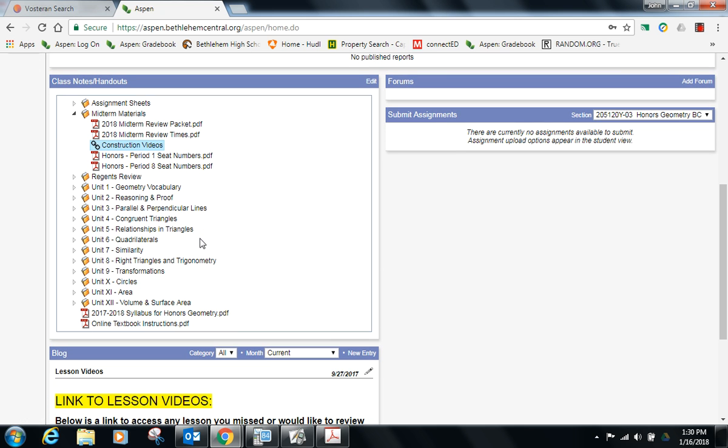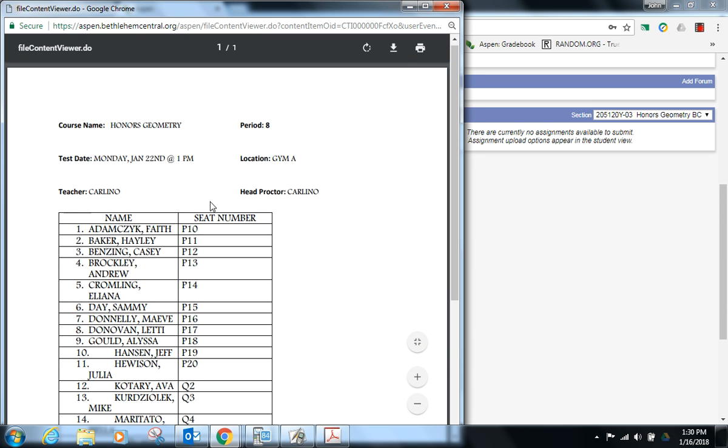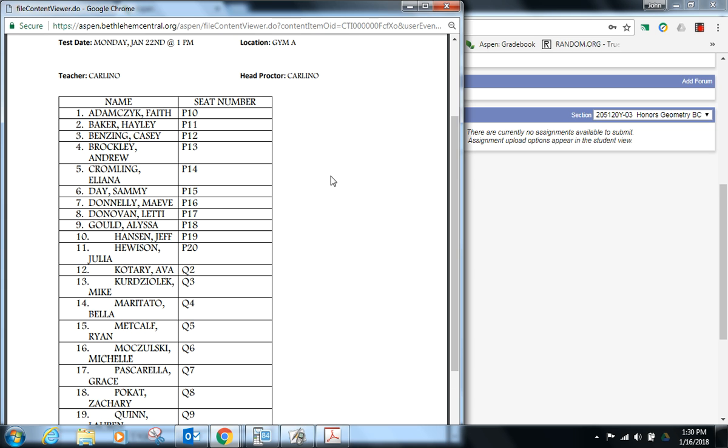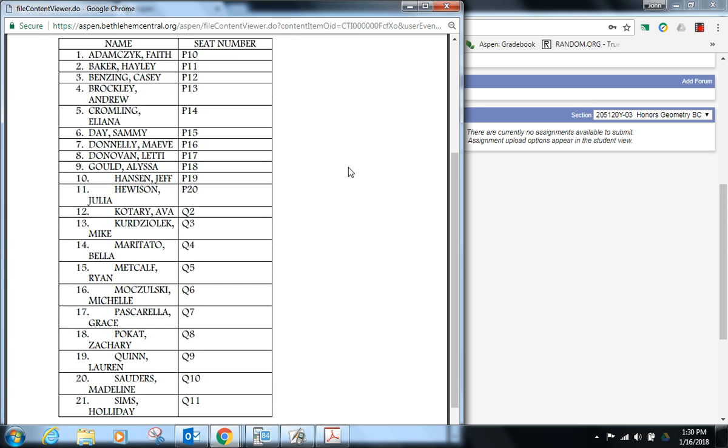Seat numbers, where are you going to be sitting in Gym A? If you want to do that right now, you can open up the period 8 seat numbers. And on your midterm review packet, there is a space on the front cover to write in where you are sitting. So if you want to take that moment right now, some of us are in row P, some of us are in row Q.